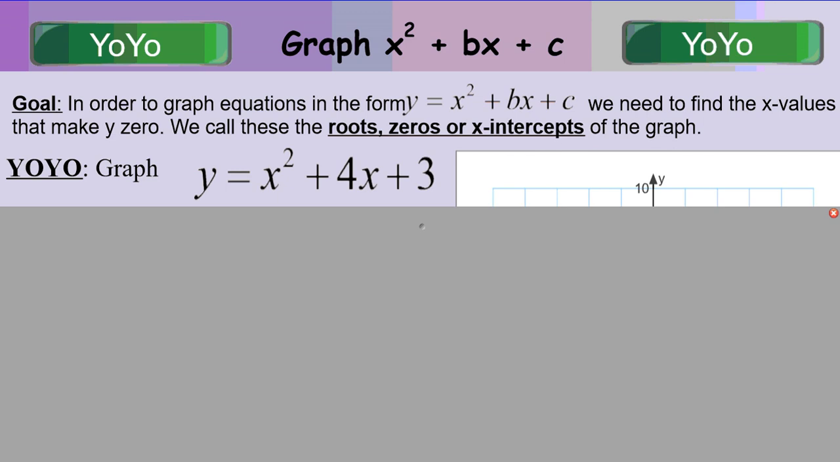So pause the video now to try this one for yourself. You can maybe try it at the top of where you would do the homework assignment or just on a scratch piece of paper, and then come back once you've given it a try. So pause the video now, please. Okay, let's go through it.